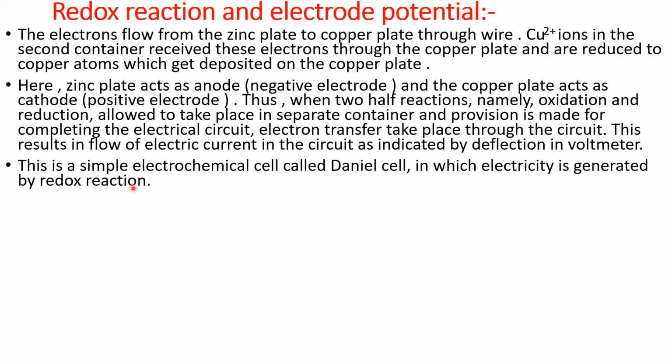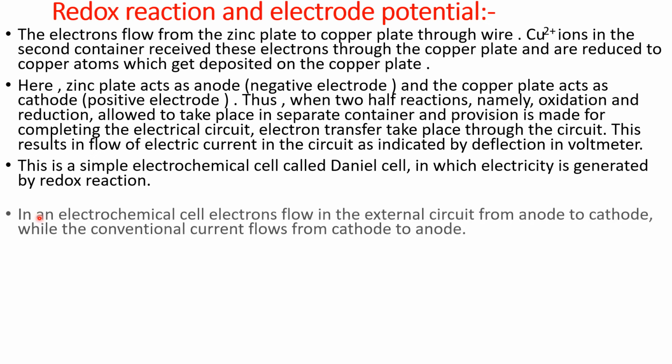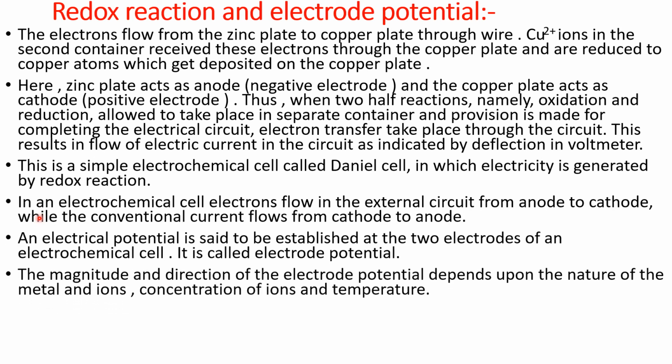This is a simple electrochemical cell called the Daniell cell, in which electricity is generated by a redox reaction. In an electrochemical cell, electrons flow in the external circuit from anode to cathode, while the conventional current flows from cathode to anode.